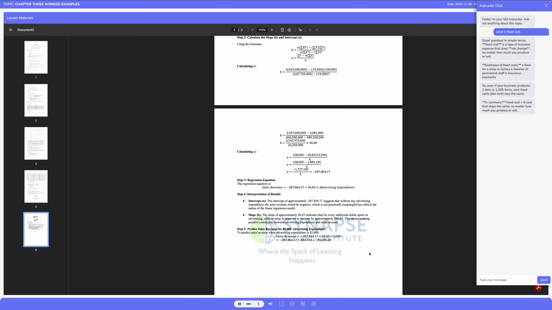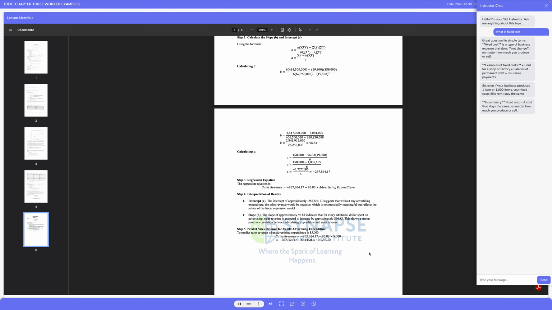The regression equation can now be stated as sales revenue equals negative $287,864.17 plus 96.83 multiplied by advertising expenditure. This equation summarizes the estimated linear relationship between advertising spend and sales revenue and forms the basis for interpretation and prediction.